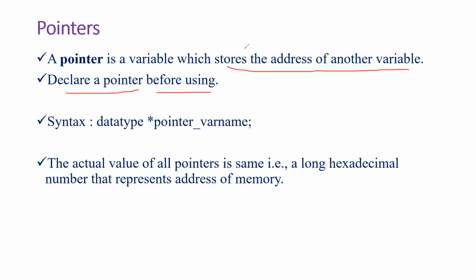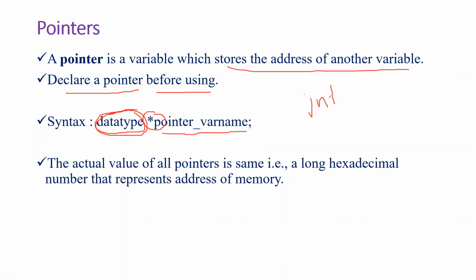And the syntax you need to follow is the type of the pointer, which means the type of data that the pointer variable is pointing to, and then the pointer variable name. You need to put a star. Why? Because in order to differentiate a normal variable and a pointer variable.